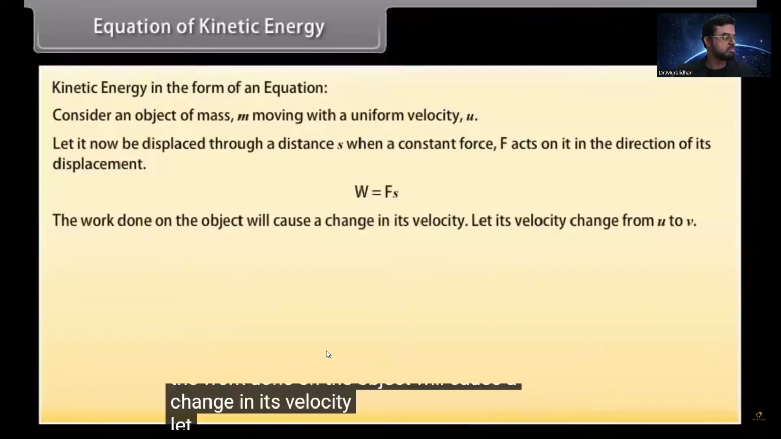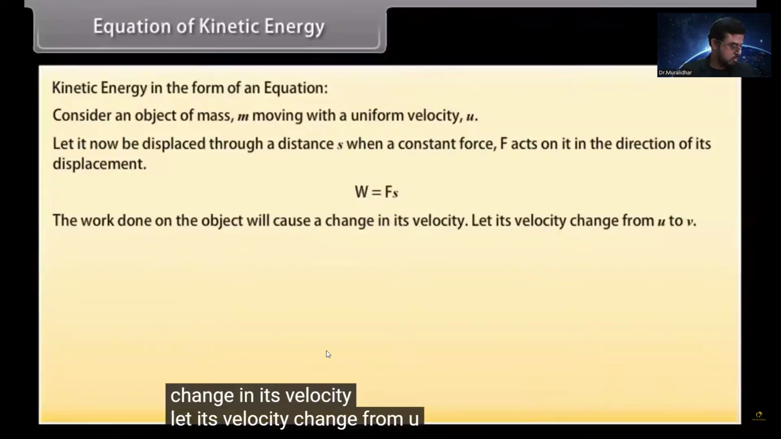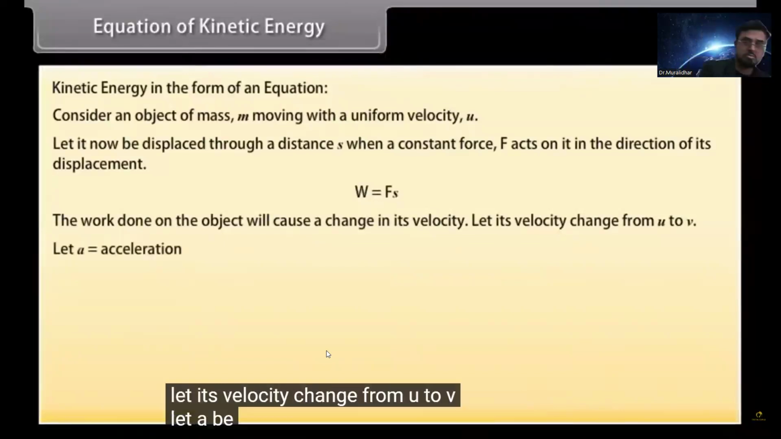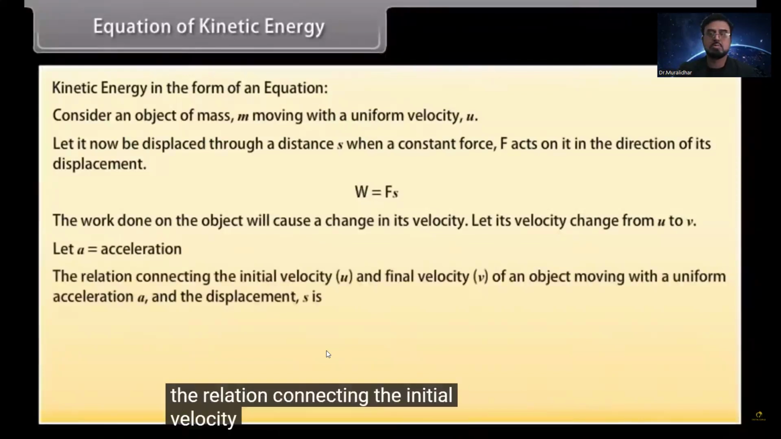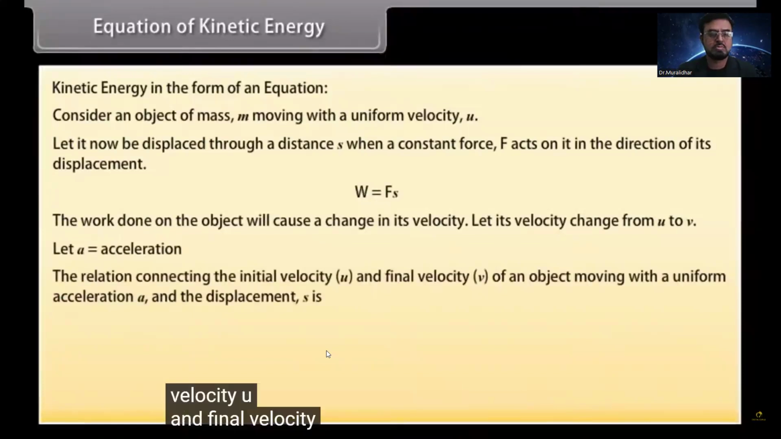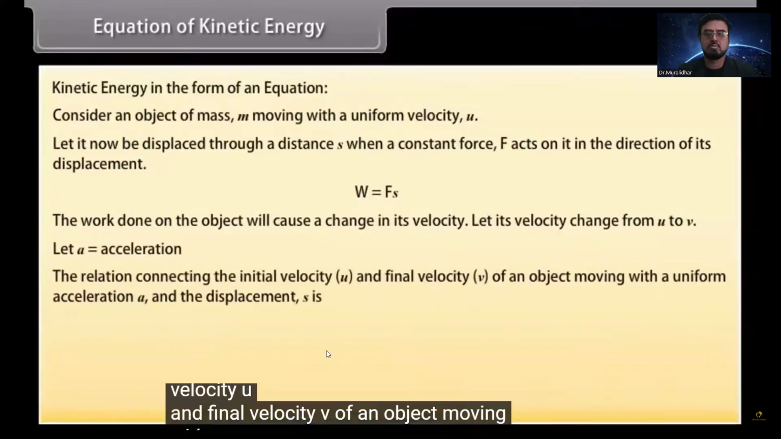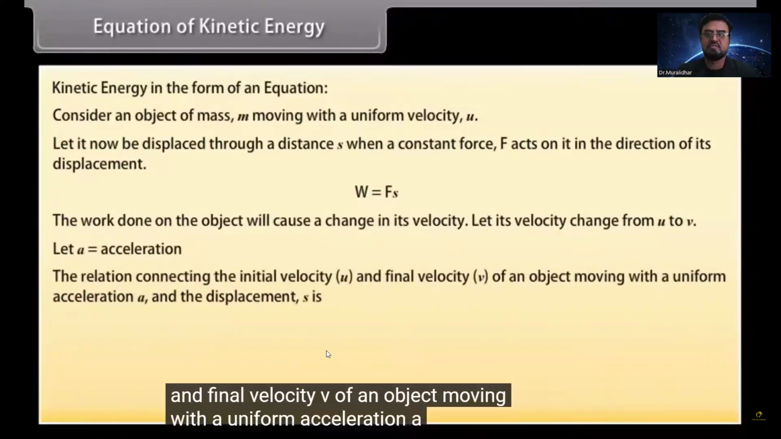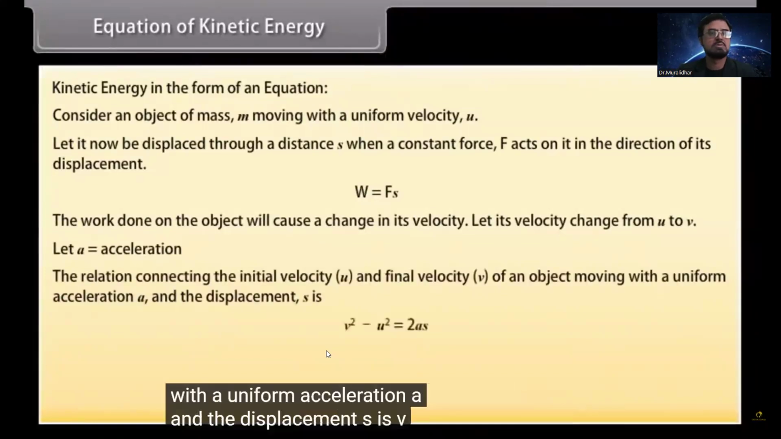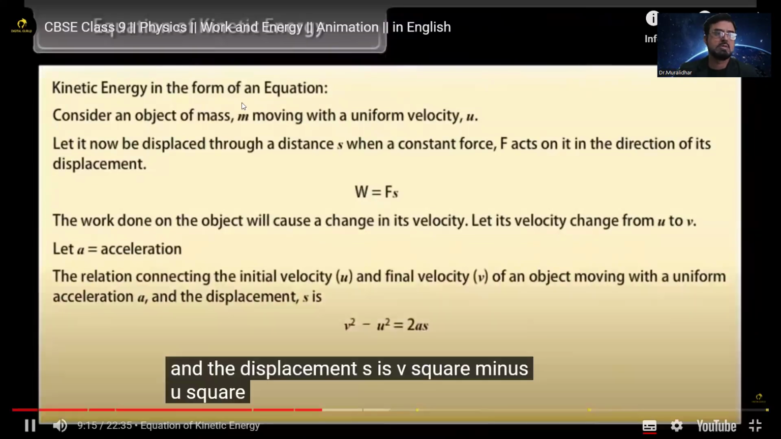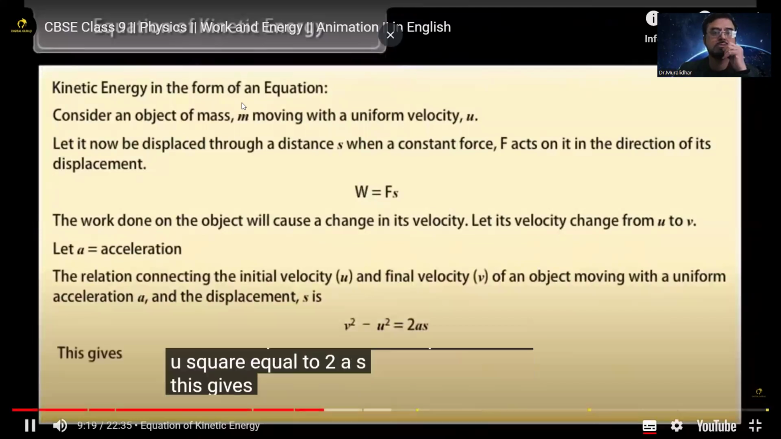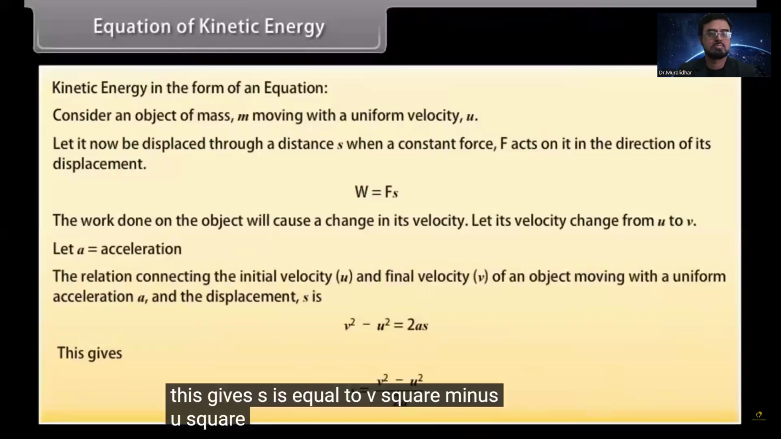The work done on the object will cause a change in its velocity. Let its velocity change from u to v. Let a be the acceleration produced. The relation connecting the initial velocity u and final velocity v of an object moving with a uniform acceleration a and displacement s is v square minus u square equal to 2as. This gives s is equal to v square minus u square whole upon 2a.